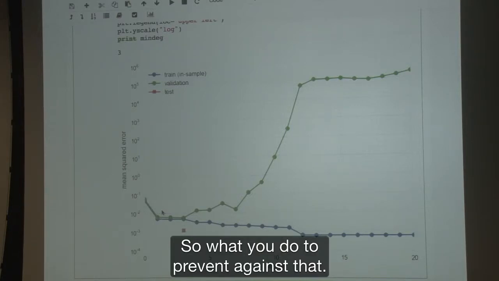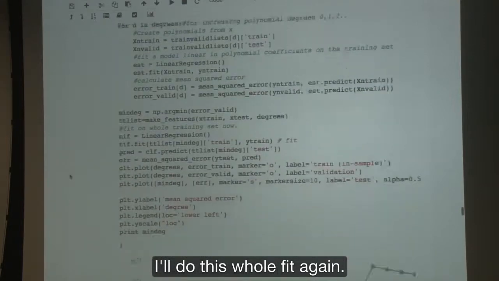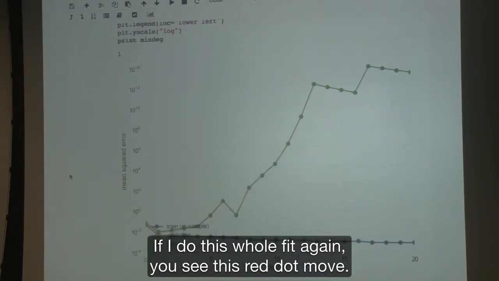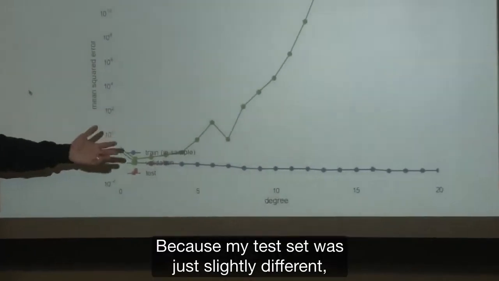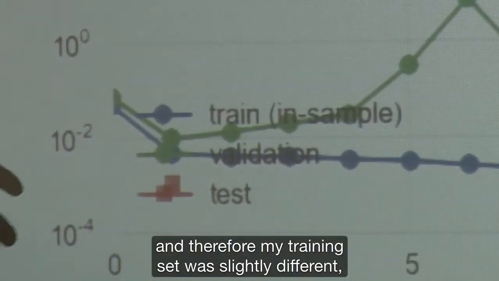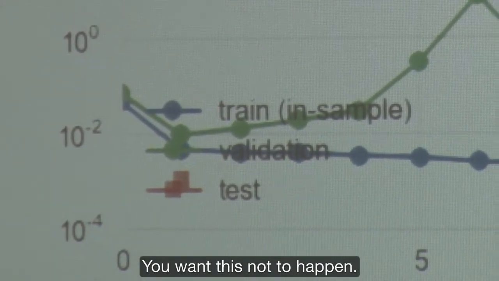So what you do to prevent against that, and in fact, actually, let me just show that to you. I'll do this whole fit again. And when I do this whole fit again, you see this red dot move. Because my test set was just slightly different, and therefore my training set was slightly different, and therefore my validation set was slightly different. You want this not to happen.